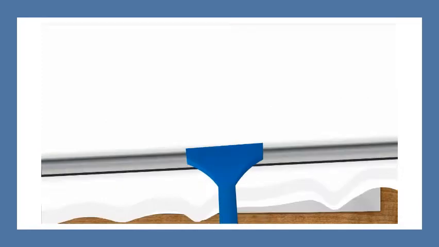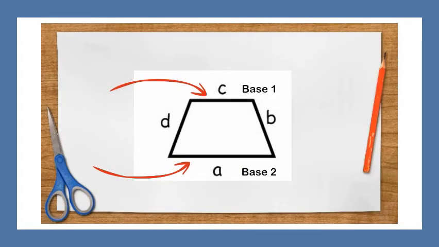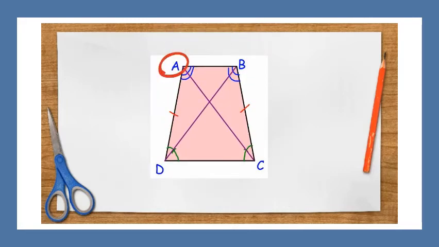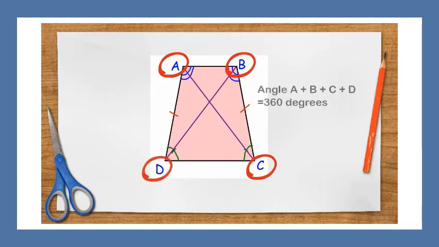The bases of a trapezoid are created by 2 parallel sides. Notice that the 2 bases are parallel. The non-parallel sides are called legs. When you add all the interior angles of a trapezoid, it equals 360 degrees.